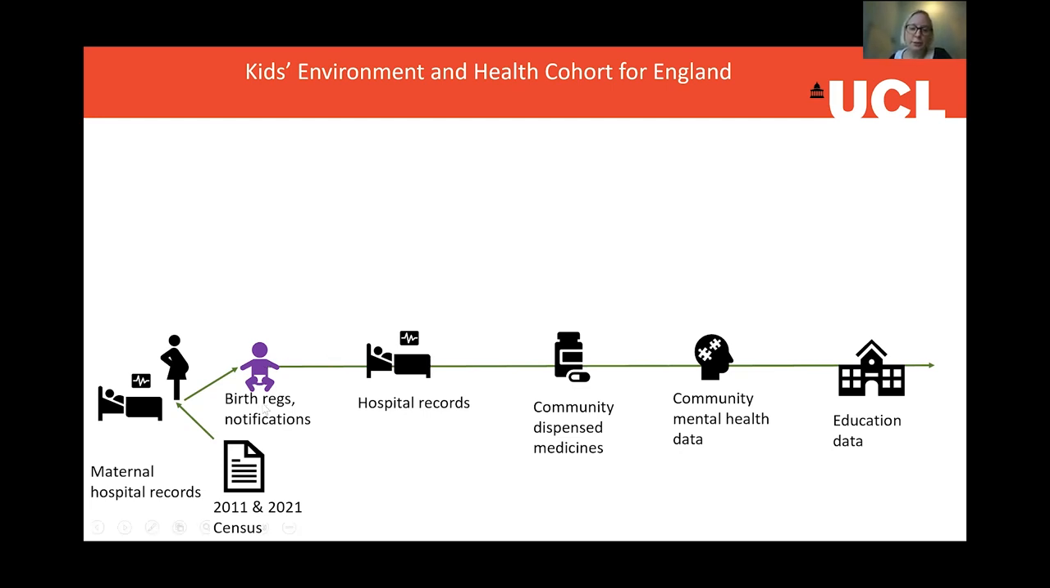Then the live born children, their birth records will be linked to hospital records, so hospital episode statistics, community dispensed medicine data, community mental health data, and also to their state school education records, because we think for children that education and health are so extremely tightly linked that it's very important to link to education records as well. And also you might want to look at things like, how does exposure to air pollution affect your school grades and your school performance, school readiness, etc.